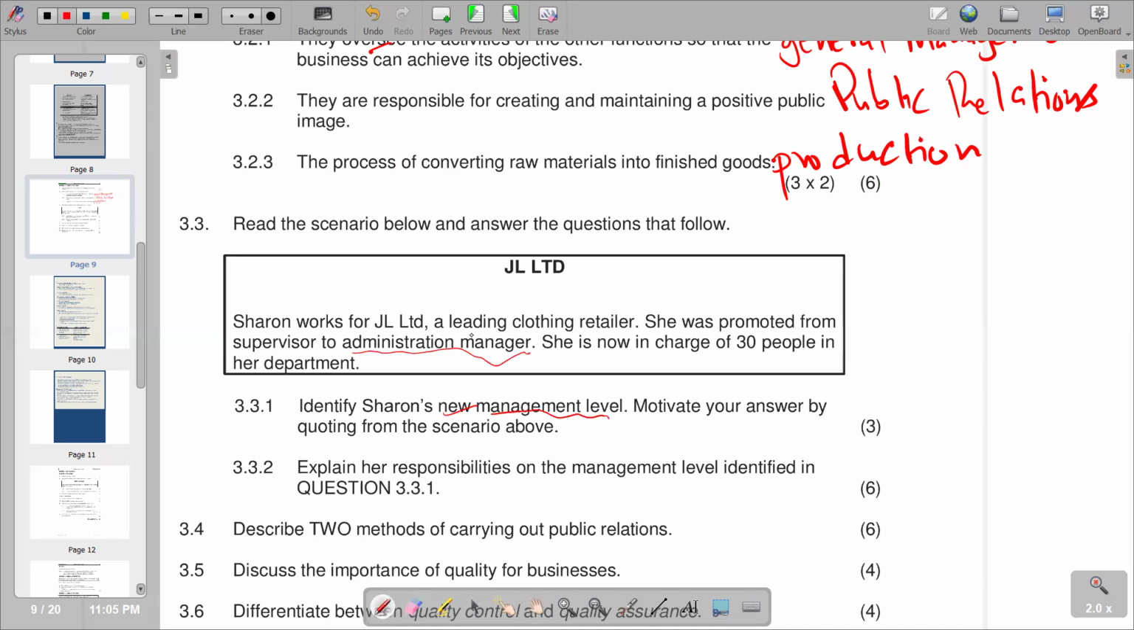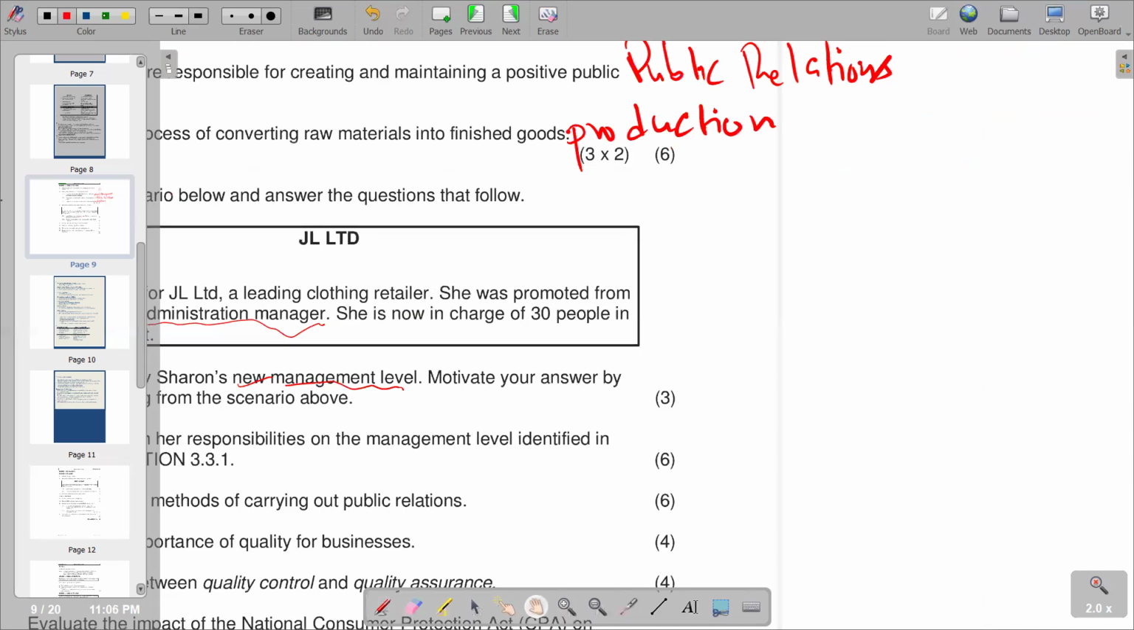So we relate to the management level that applies to administration manager. And we know that this is a mid-level management. So maybe we can just try to put it down as a mid-level management. So here we are saying mid-level.